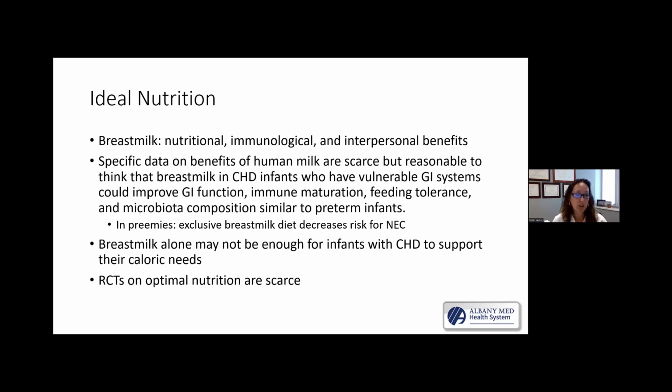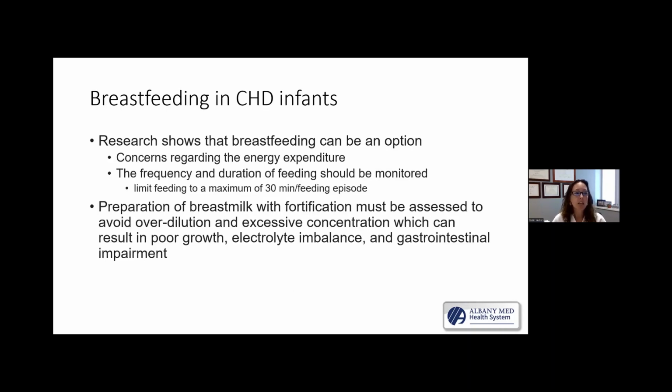We need more randomized trials to look at providing ideal nutrition. There really just isn't a lot out there to be able to guide most centers on how and what needs there are for these infants. So the research that is out there shows that breastfeeding can be an option. However, there are concerns regarding the energy expenditure that it takes to do actual breastfeeding. So the suggestion in the literature is to reduce the frequency and duration of feeding so that we limit the feeding to a maximum of 30 minutes per feeding episode to try to reduce calorie expenditure.